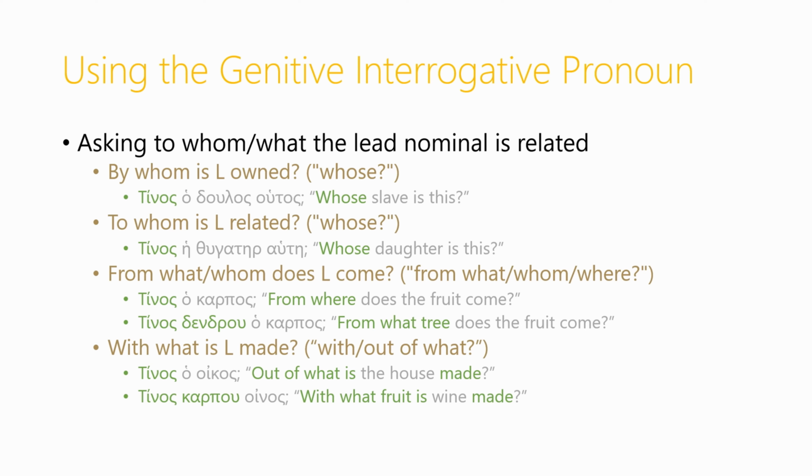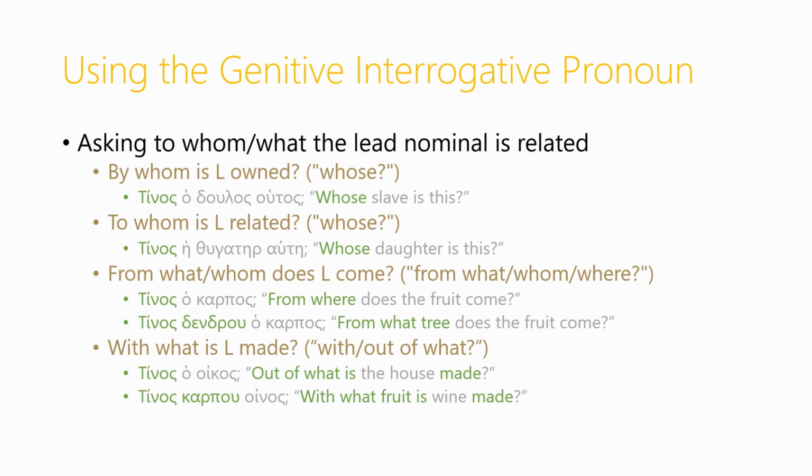Or tinos dendrou ho karpos could be asking from what tree, tinos dendrou, does the fruit, ho karpos, come? Or if it's a genitive of material, we could be asking with what is the lead nominal made? Tinos ho oikos, out of what is the house made? Tinos karpou oinos, with what fruit is wine made? You can see here again how the genitive case itself with the interrogative pronoun is very ambiguous.